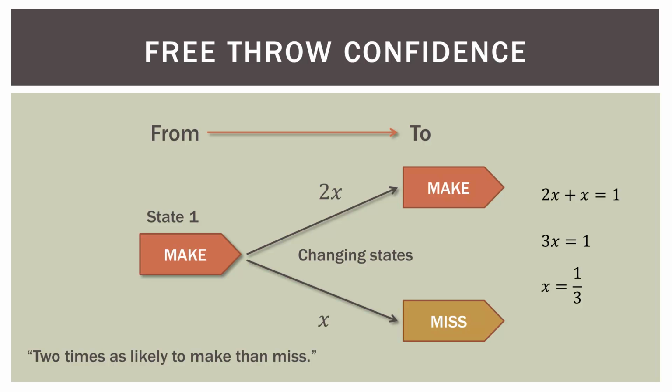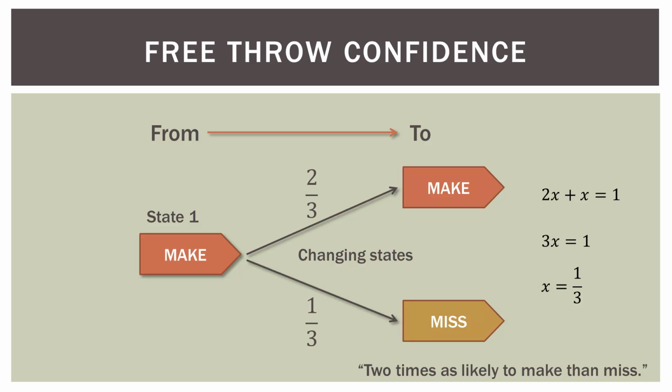But now we have to go back and substitute that back into the problem. So if x is 1/3, then the probabilities are 2/3 and 1/3. 2 times as likely to make as to miss. So those are our 2 states that we can go from and then to, and the probability associated with each state.